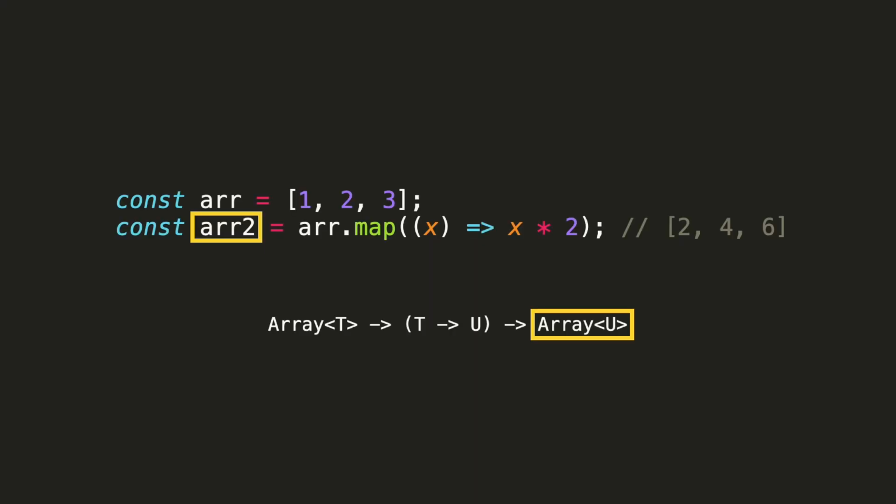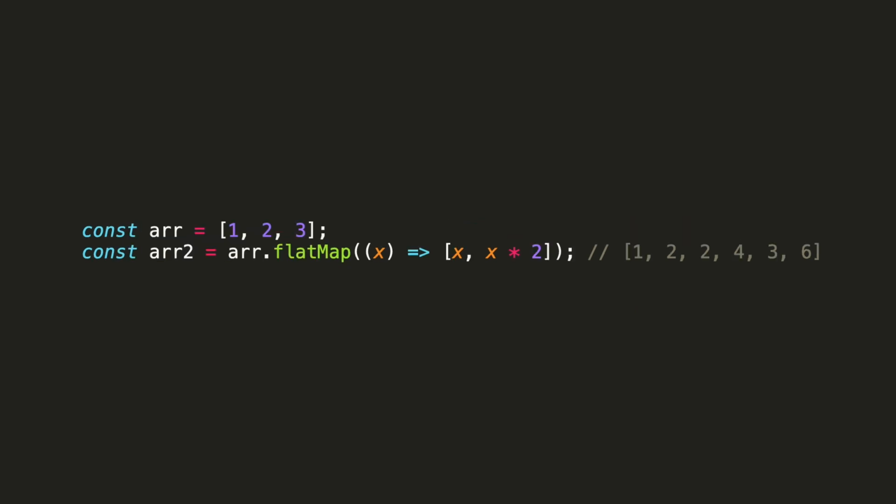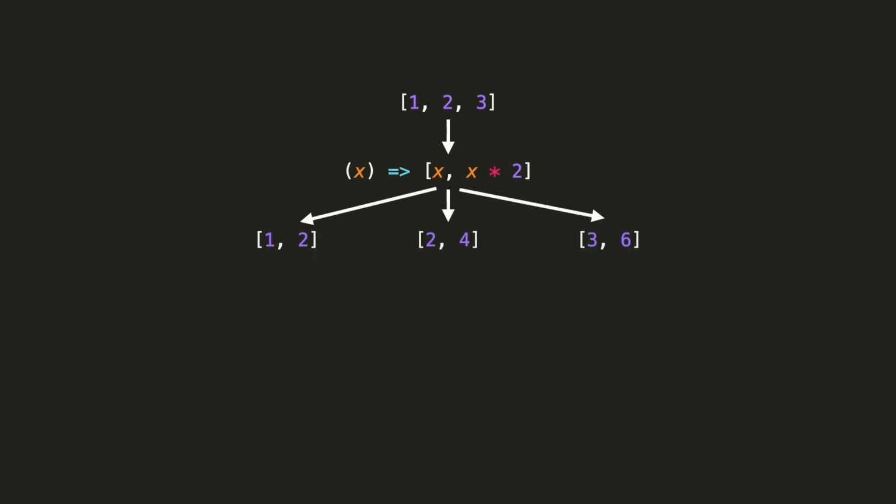Now, let's examine a crucial operation related to monads, flatMap. Let's say we have an array containing the numbers 1, 2, 3. If we flatMap this function over it, we get 1, 2, 2, 4, 3, 6. Here's a little animation to illustrate how it works. Applying this function to the elements in the array gives us the arrays [1, 2], [2, 4], and [3, 6]. If we concatenate these arrays together, we get 1, 2, 2, 4, 3, 6. That's basically how flatMap works.